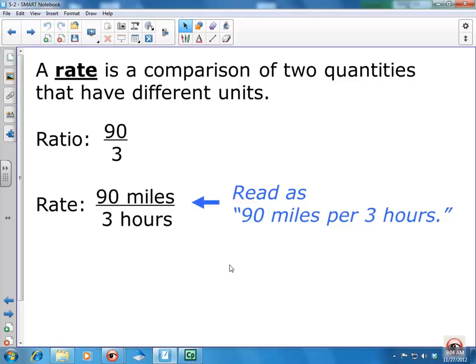What if you're in a school zone? 30 miles in 1 hour. This is pretty fast for a school zone. You're only supposed to be going 20.